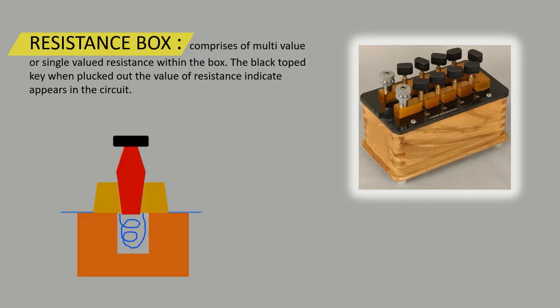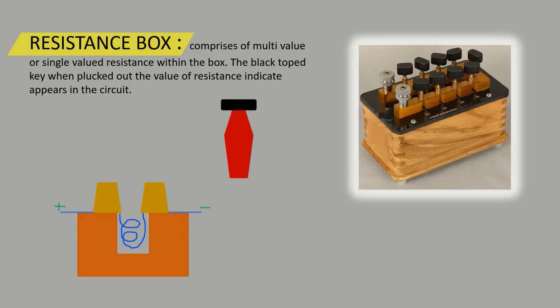Let's see. As you can see here, this is the basic structure of a resistance box. Here are the terminals, where electrons will be traveling from this minus terminal to the positive terminal. So this will be the connection. Now if we pluck out the key, the electrons appear and start moving from the negative terminal to the positive terminal.